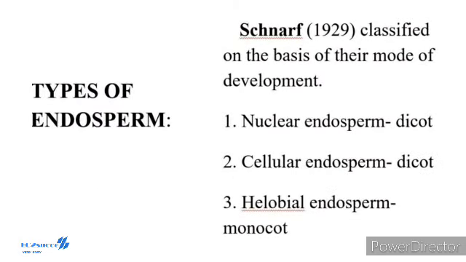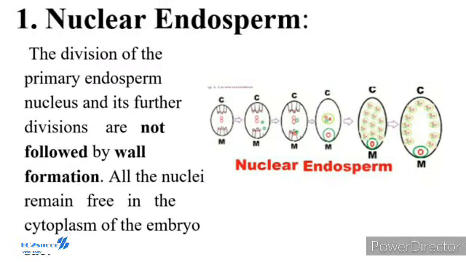Another one, types of endosperm. The endosperm is classified into three types by Chatterjee in the year 1929 on the basis of their mode of development. Number 1, nuclear endosperm. Number 2, cellular endosperm. Number 3, helobial endosperm. Nuclear and cellular endosperms are found in the dicotyledons, and helobial endosperm is seen in the monocotyledons.